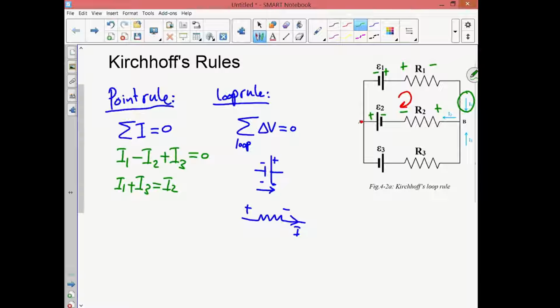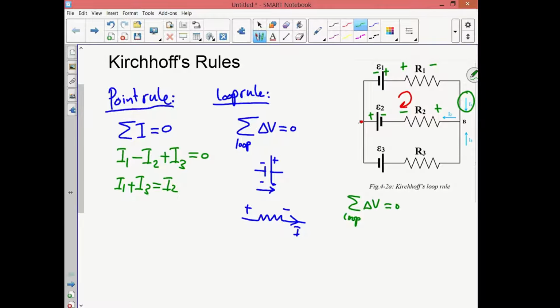Now, we are ready to apply the loop rule, which again says that the sum of the voltage differences around a closed loop is equal to 0. Let's start at point A and move clockwise. The first item that we will see is the battery E1.